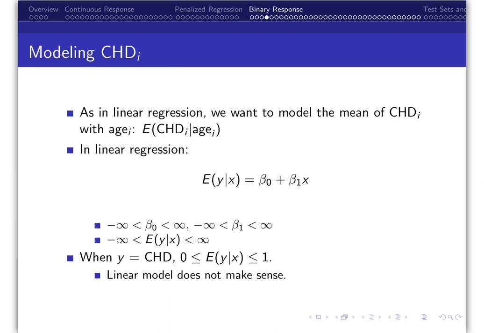As in linear regression, we still want to model the mean CHD outcome. However, in linear regression, there is no restriction on the range of y. That is, y can take on any value from negative infinity to positive infinity. However, the expected value of CHD should be between 0 and 1 because we are modeling the probability of CHD. Linear regression also violates the homoscedasticity assumption when y can only take on one of two values. So a linear regression model does not make sense when modeling a binary response.